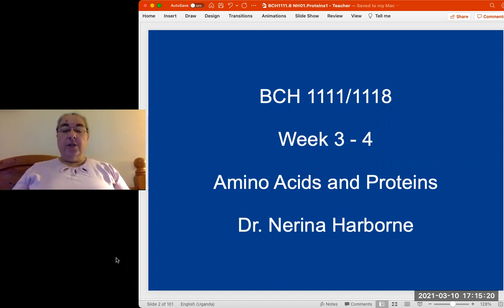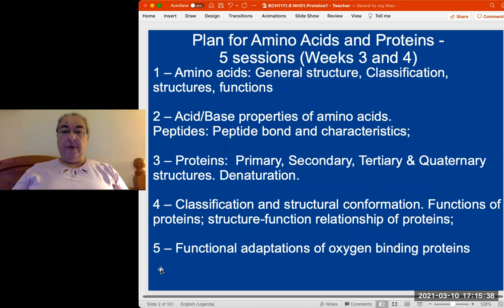So the first topic in the biochemistry course is amino acids and proteins, and we're going to be covering that over the next few lectures. Here is the plan. In this lecture, I'm going to be talking about amino acids, their structure, the way they're classified, structures and functions. Next time, we'll be talking about acid-base properties of amino acids and the peptide bond.